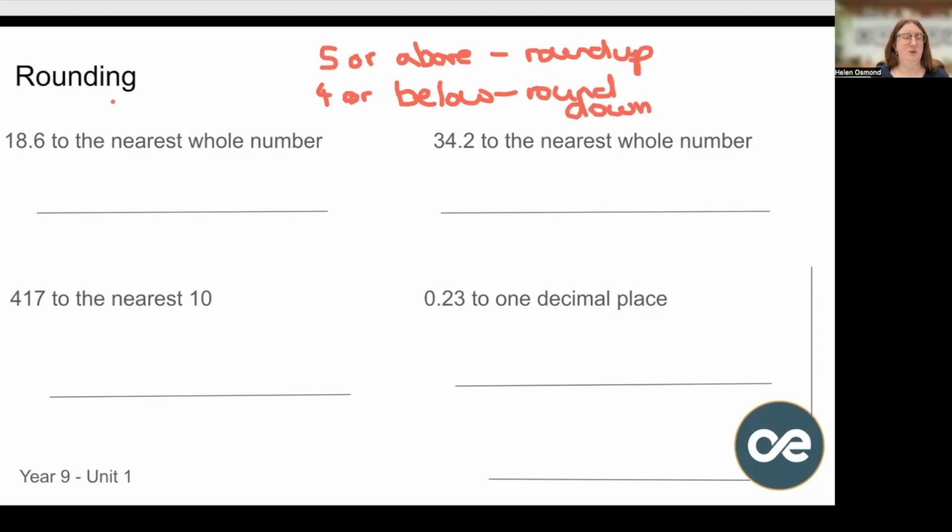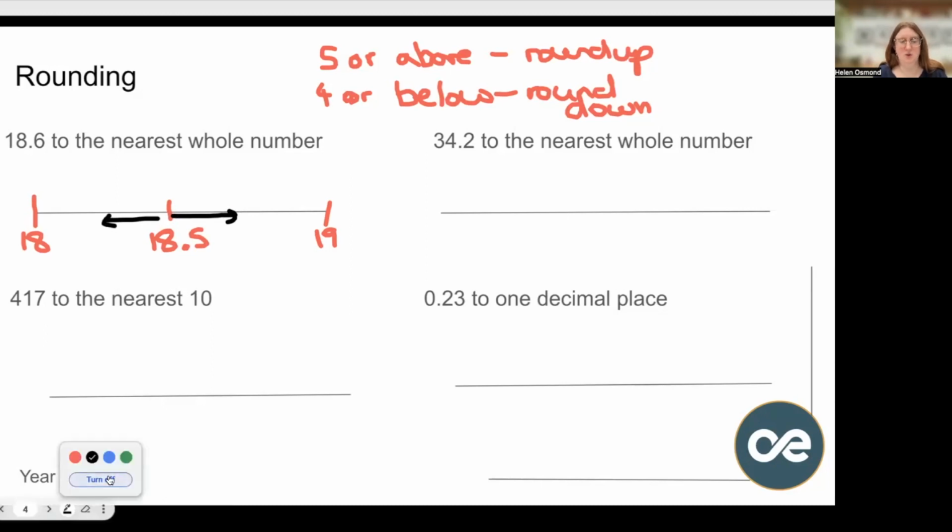But let's picture how that's actually working. 18.6 to the nearest whole number. So that is between 18 as a whole number and 19 as a whole number. And in the middle, slap bang between the two, we have 18.5, halfway. Now, anything that's this side is going to round down to 18. Anything that's this side, and including the 18.5, rounds up to 19. So now let's look where our number is. Our number is 18.6. That's going to be about here-ish. So it's bigger than 18.5. We are rounding up to give us an answer of 19.